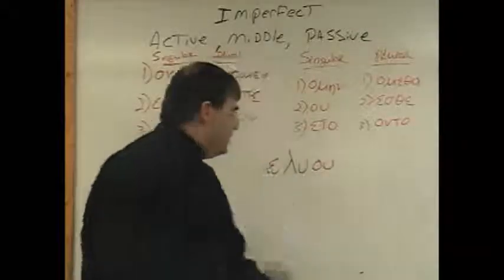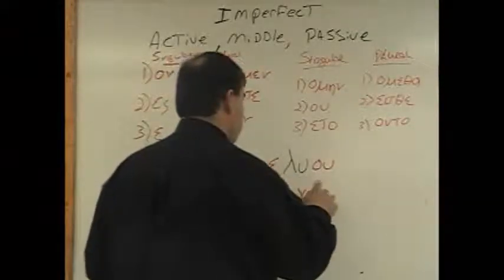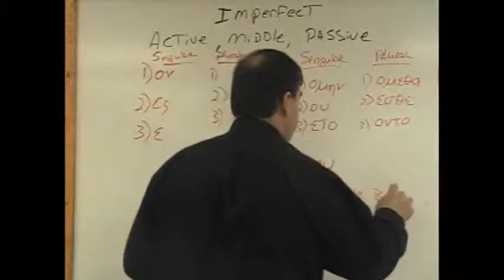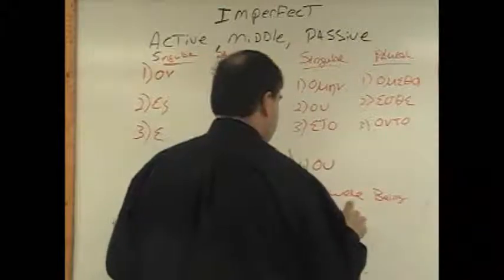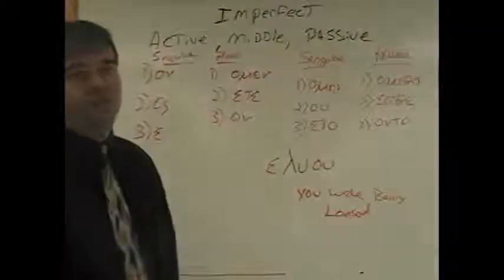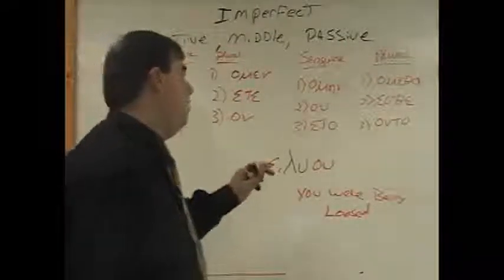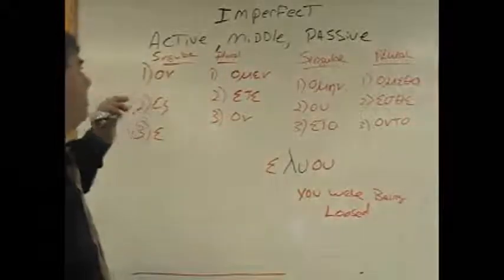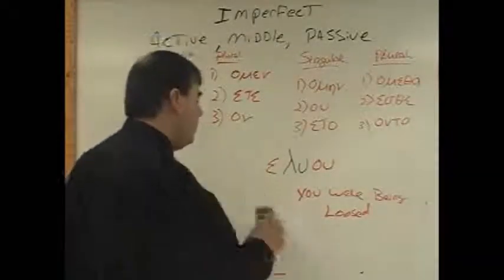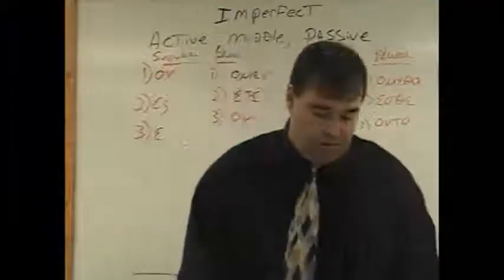And if this was passive here, we would put it up like, you were being loosed. Alright, so there's the passive form. You were being loosed. So hopefully you've got some kind of idea about some of these imperfects, the middle and passive, and the augment. Now, there's a little more to this augment than what you see right here.